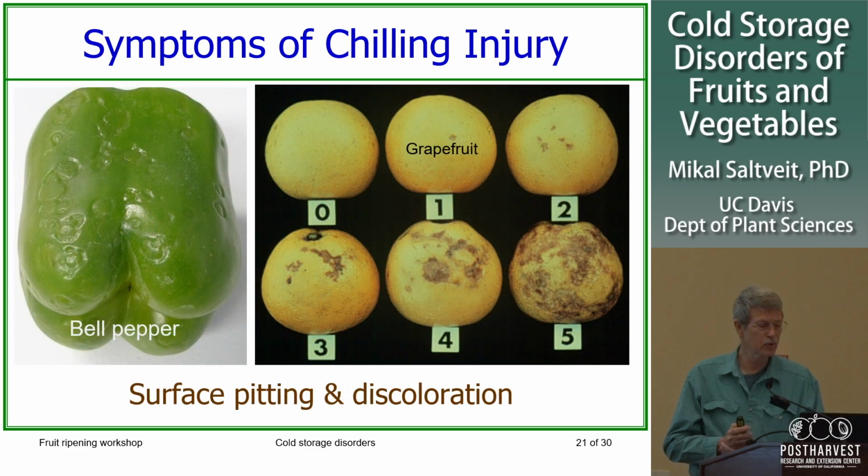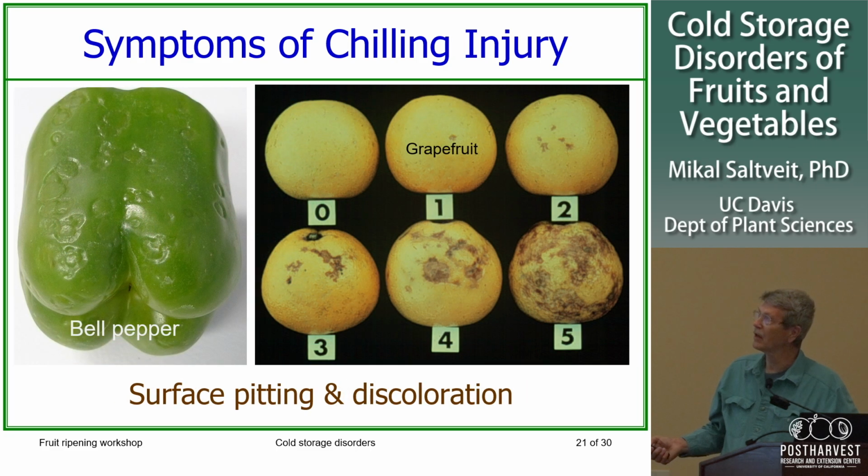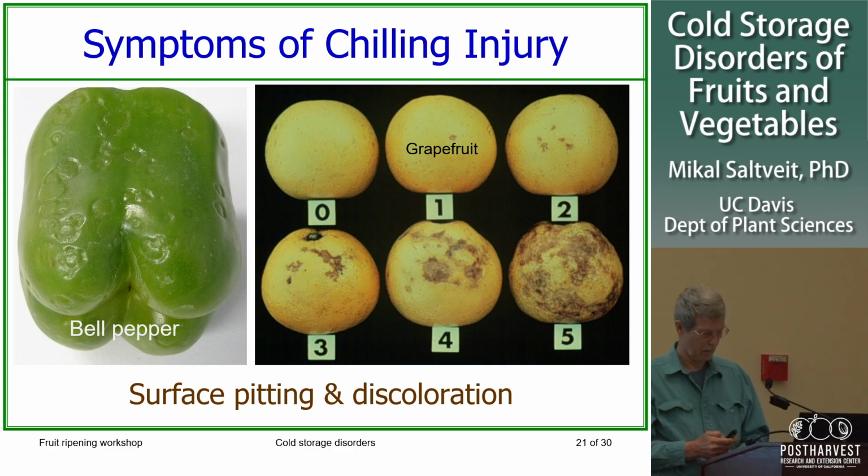Another major symptom of chilling injury is surface pitting. You see how the pits develop here because of excessive water loss. You counter that by increasing the humidity or putting them into a barrier bag so they have a very high humidity around them. And then grapefruit are also chilling sensitive, and you can see a progression here with greater peel darkening.